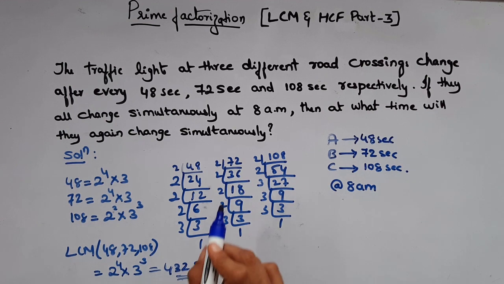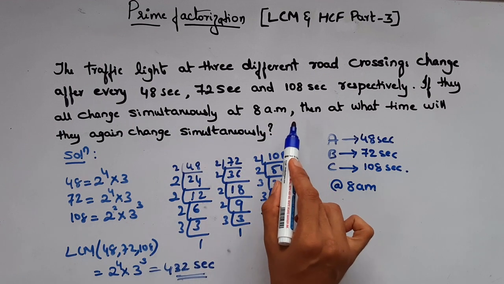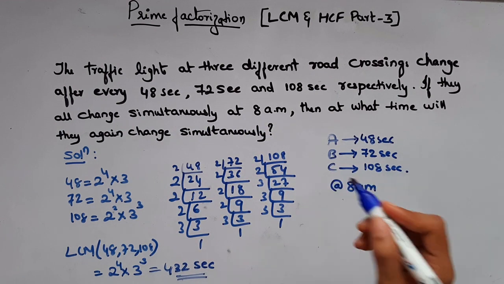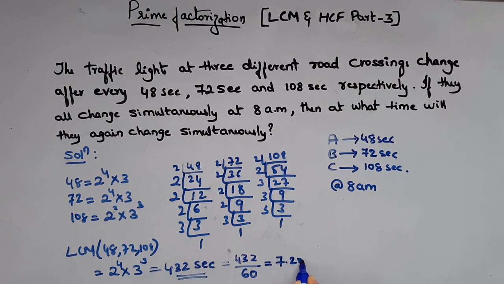Alright? So it's given they have changed simultaneously at 8 am. So after 8 am, when will they change simultaneously again? You have to add 432 seconds to this 8 am. Right? I hope you got the point. Before that, we will convert this to minutes. So that is 432 divided by 60, which will give you 7.2 minutes.